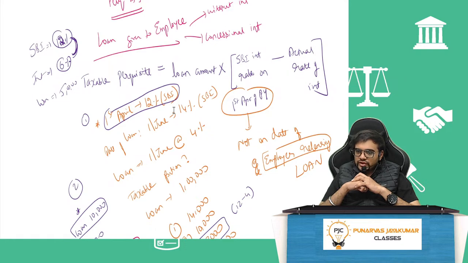So, I am going to tax on what? The extra amount that you have received. Loan amount into SBI rate is 14%. They have given you at 8%, 6% benefit they have given. I will tax that benefit also. So you will have to pay 30% of 6% actually. That is 1.8% you have to pay.